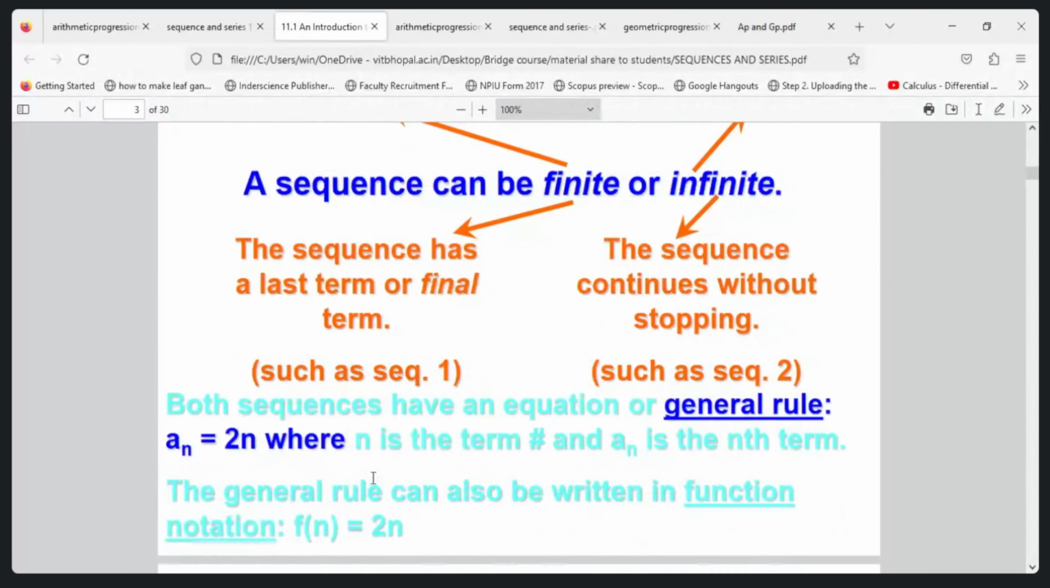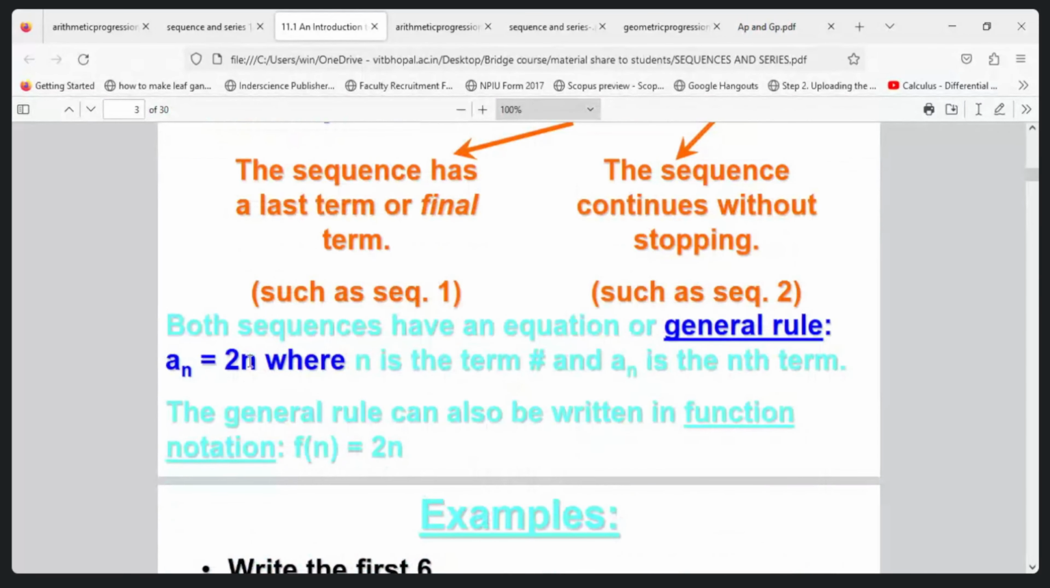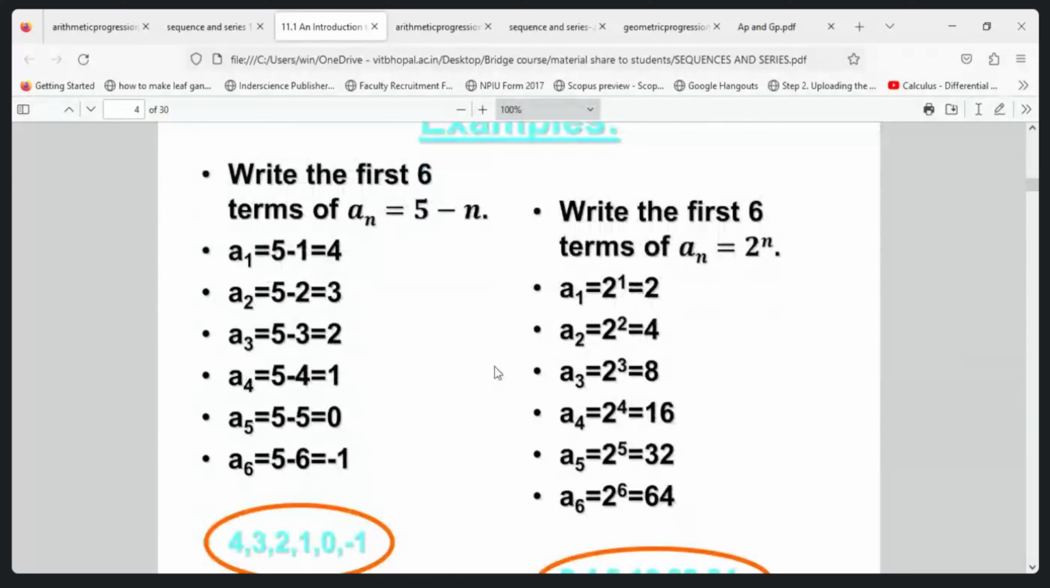Both sequences have an equation, or general rule, an is equal to 2n. If we put n equal to 1, then it becomes 2. If we put n equal to 2, then it is 4. If we put n equal to 3, it will be 6. n is the term number and an is the nth term of the sequence. If we write it in the form of a function, we can write fn equal to 2n. Now, here is some examples.